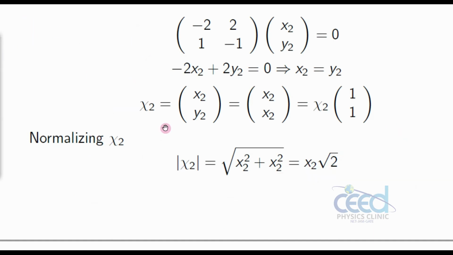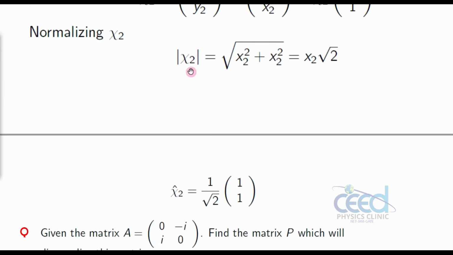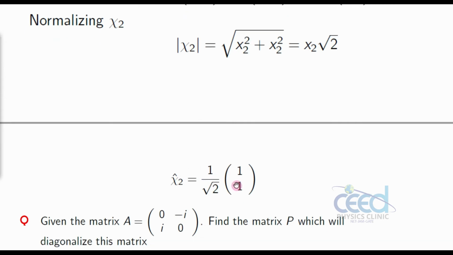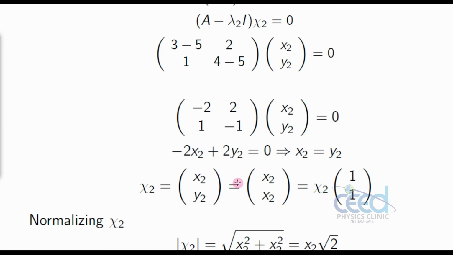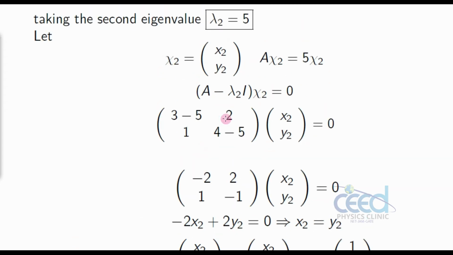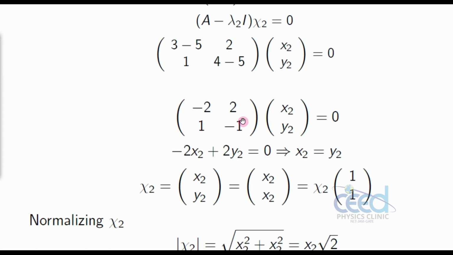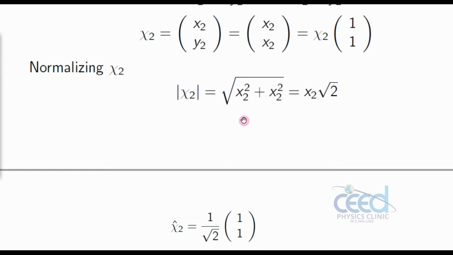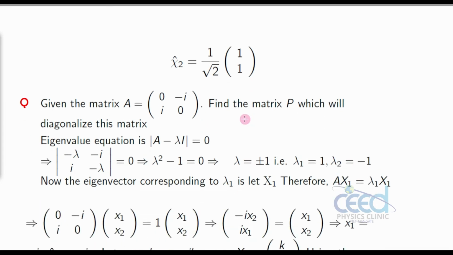So we have seen what the eigenvectors are. The eigenvectors chi1 and chi2 are 1 by root 5 minus 2 1 and 1 by root 2 1 1. These eigenvectors have wide importance in the diagonalization of a matrix.